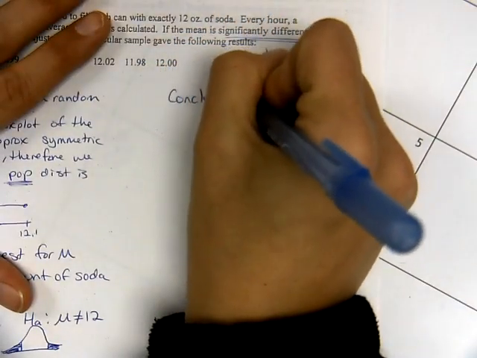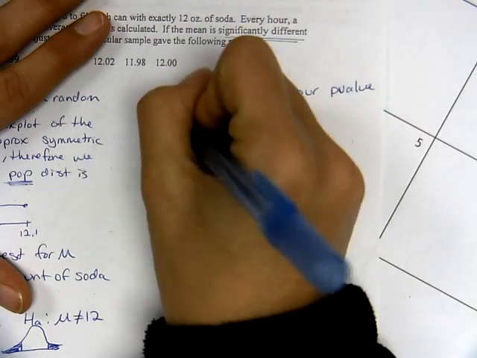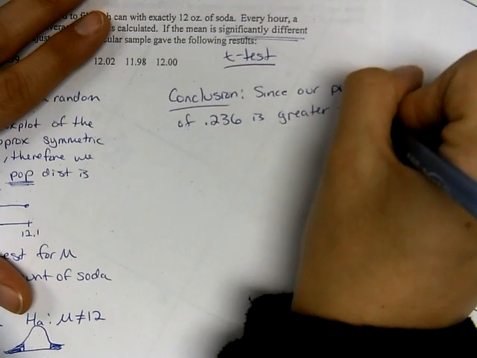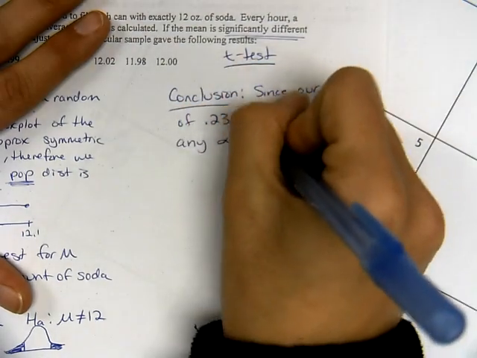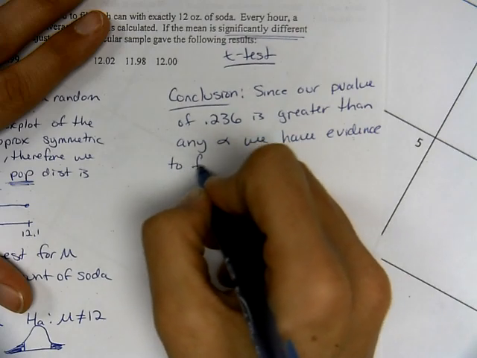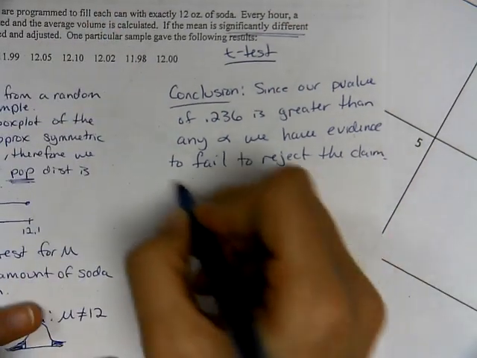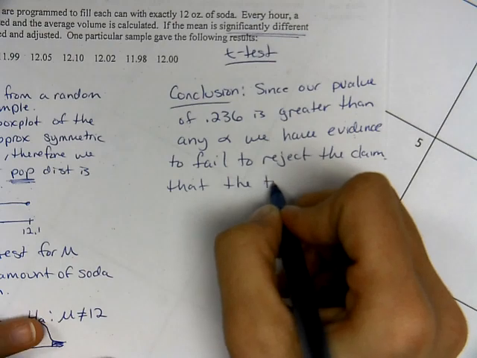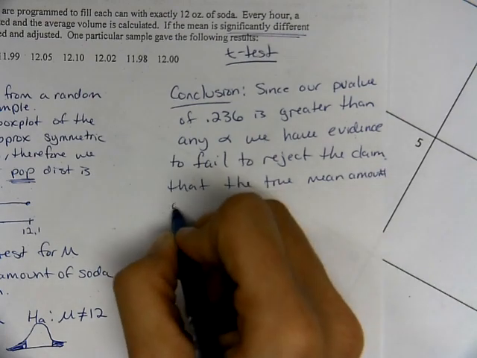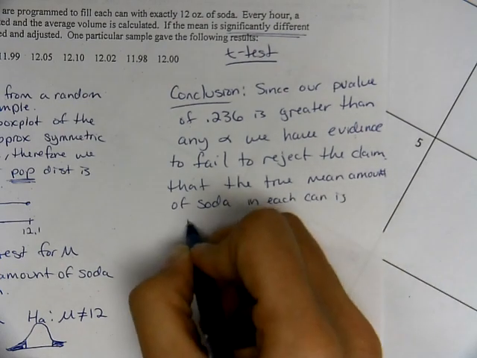So our conclusion, since our p-value of 0.236 is greater than any alpha, we have evidence to fail to reject the claim that the true mean amount of soda in each can is 12 ounces.